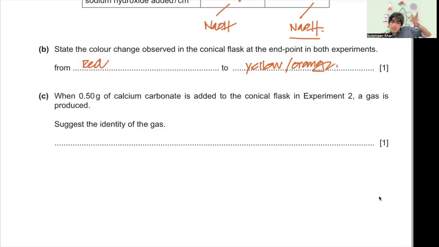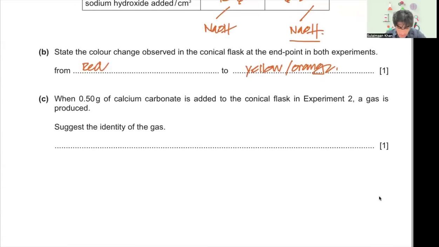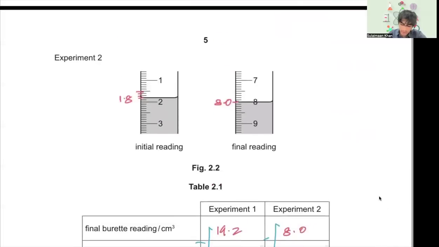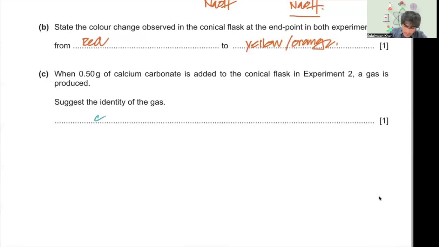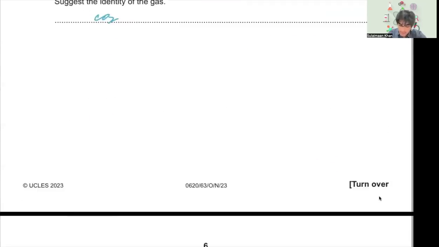In one case, I remember that. You're just going to get confused. So the examiner will always mix things up just to see your conceptual clarity and how clearly you keep yourself cool, calm, and collected. Here, when 0.5 grams of calcium carbonate is added to the conical flask in experiment 2, a gas is produced. Suggest the identity of the gas. We already went over it. The gas is carbon dioxide gas, CO2, or you could even write carbon dioxide.